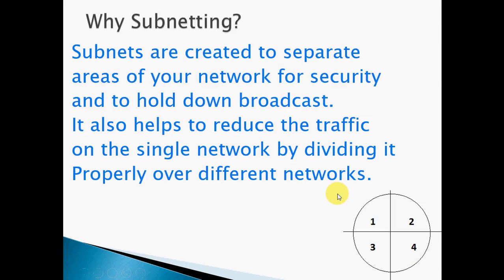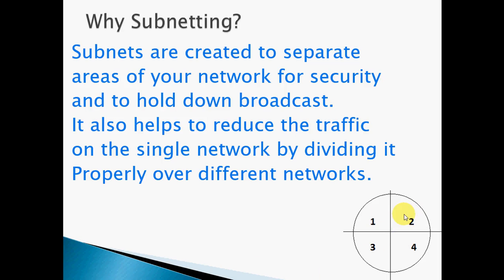So let's see an example. Suppose we have four parts of a company's network: 1, 2, 3 and 4. If it's a single network and we want to send a message to part 2, then the traffic for part 2 will be more. Instead, if we go for subnetting and divide this network into two or more networks, then the message for part 2 will only go to the network of subnet 2 and traffic will be reduced. In this way we can reduce the traffic.